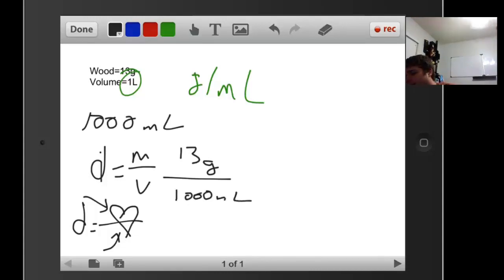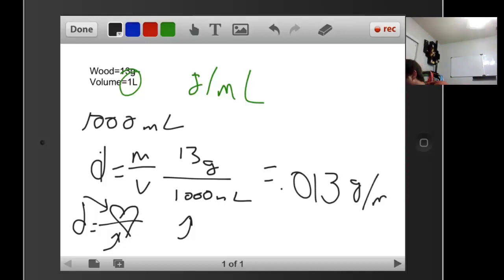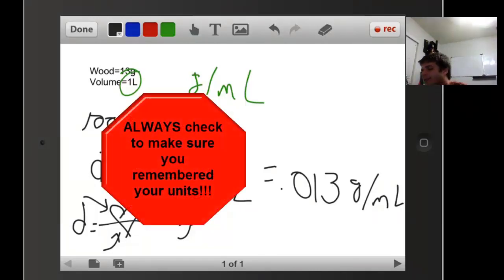Okay? Now this is going to give you a very small number because we have a very large volume on the bottom, right? So how do we do that? We just plug and chug in your calculator and it'll give you your answer. The answer I'm getting here is 0.013 grams per milliliter. All right? Do not forget your units, okay? Once again, no naked numbers. That is vital. You always keep track of your units inside of the equation and always keep track of them at the end. It'll help you out in the long run, all right?